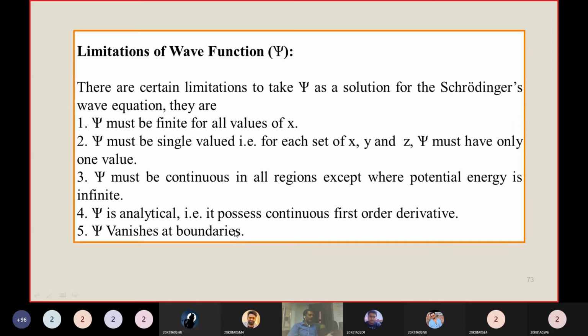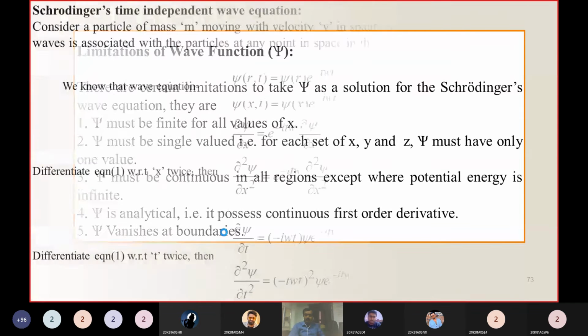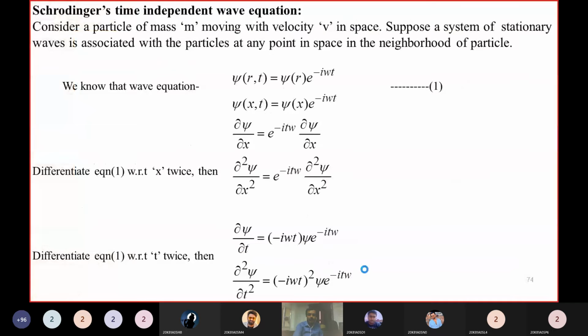I explained what the boundary means. If you take the atom, the atom's particular position is the boundary. Outside the atom there is no existence of psi. So psi vanishes at the boundaries. So this is about the wave function.